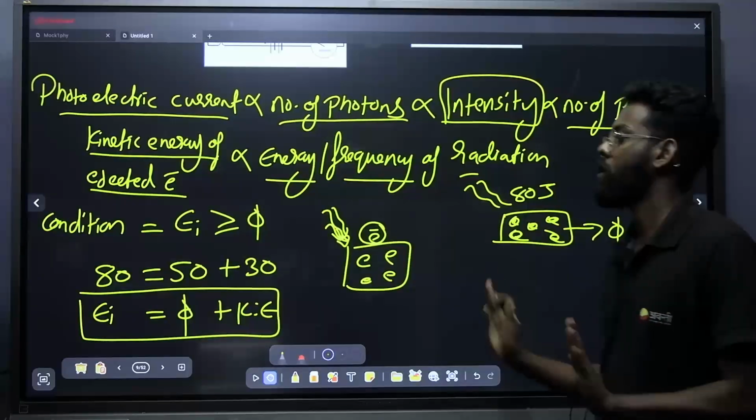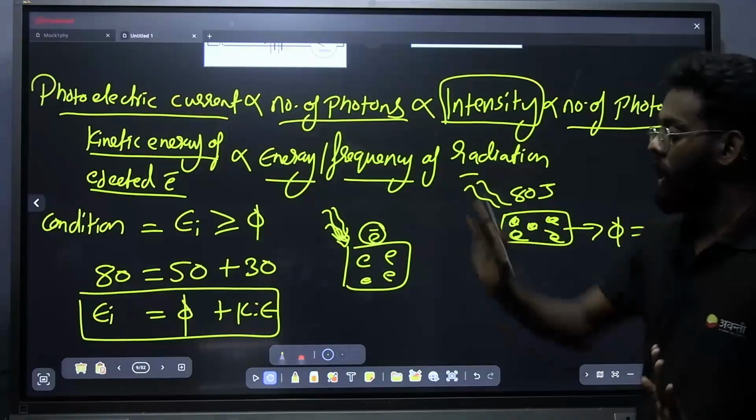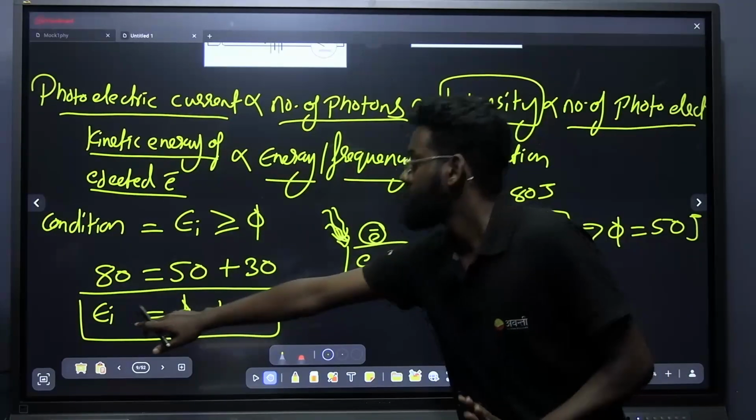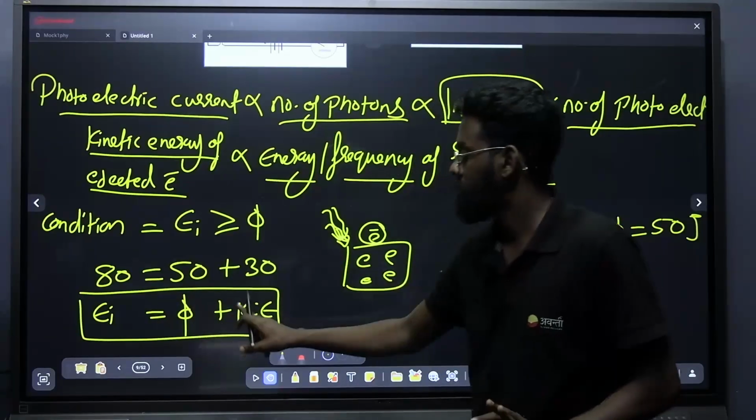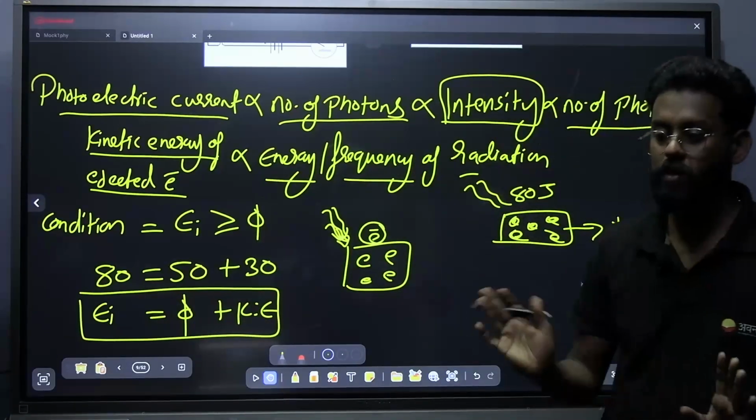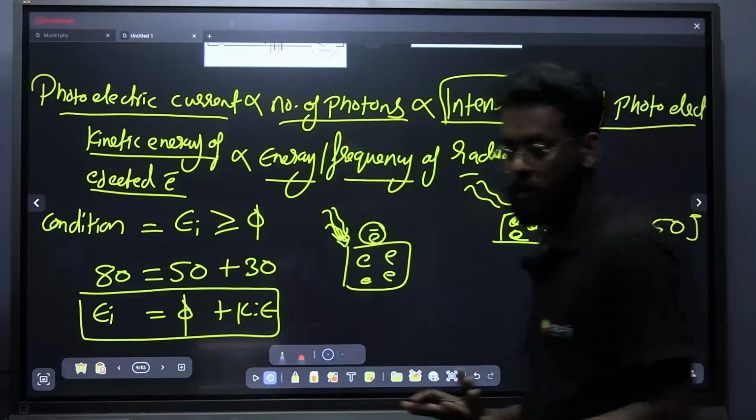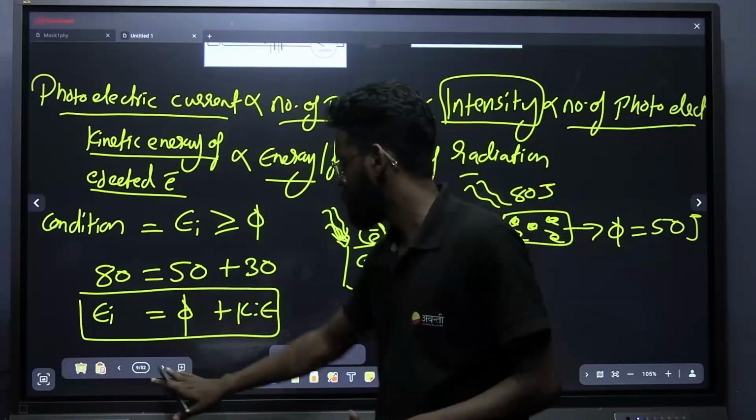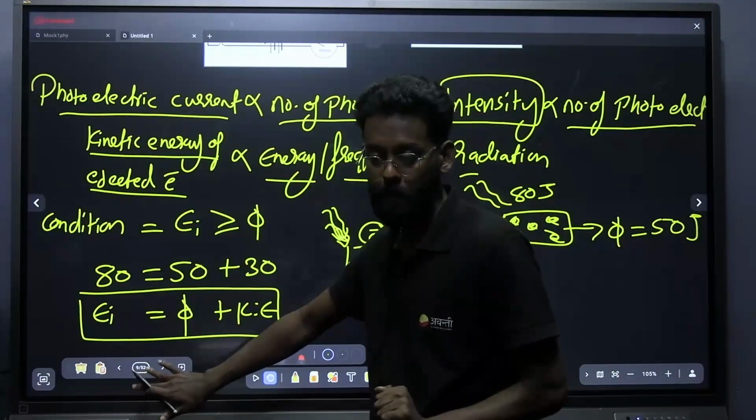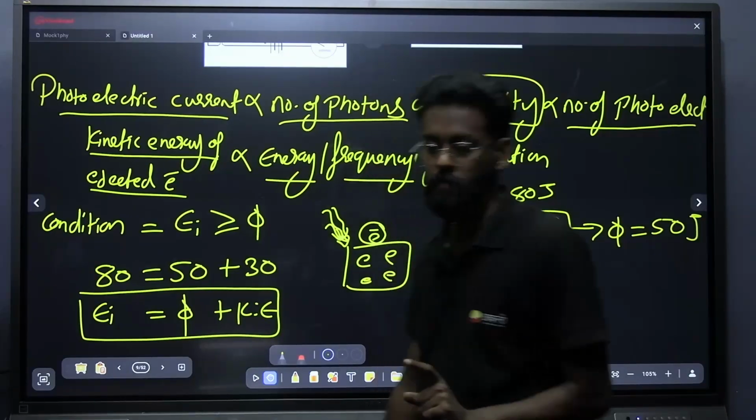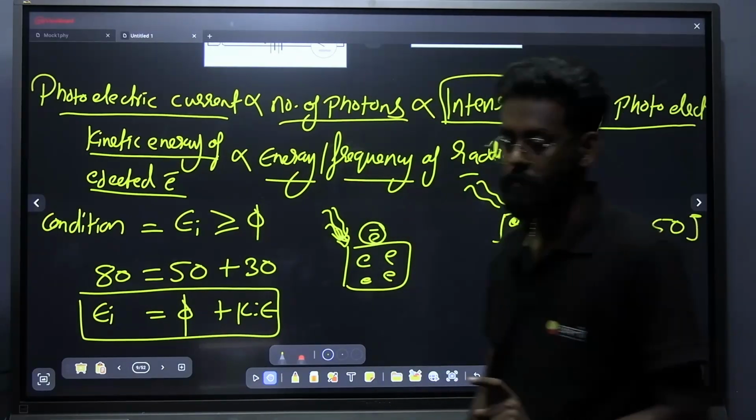Okay, there is nothing else. And next is the photoelectric equation. Incident radiation energy is equal to work function plus kinetic energy. That is the photoelectric equation. Okay. Yeah, I think this is enough. I can't go much further because time is not there. Shall I move to the next part? Yes.